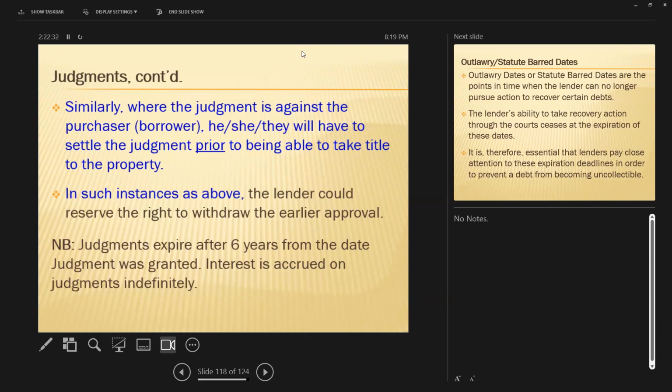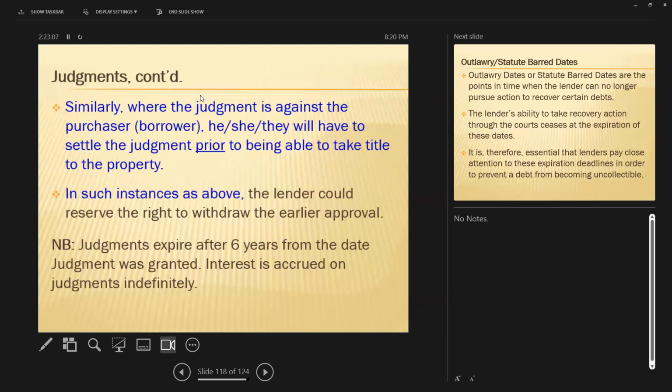Okay. So note well, judgments expire after 60 years from the date the judgment was granted. Interest is accrued on judgments indefinitely. Okay, so while the principal sum remains the same, the interest continues to accrue. There are no laws that stop the accrual of interest where there's a judgment. All right.